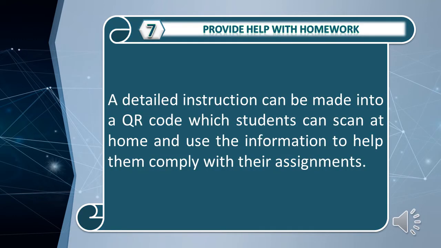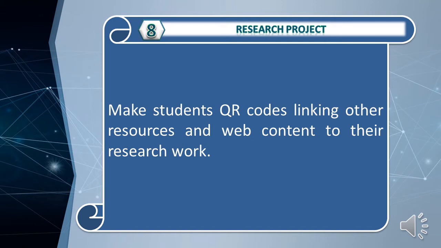Number 7 is to provide help with homework. A detailed instruction can be made into a QR code which students can scan at home and use the information to help them comply with their assignments. Number 8 is the research project. Make students' QR codes linking other resources and web contents to their research work. It is beneficial for students to make QR codes linking to other sources and web content related to their research work, so that they could make their research project easier to access.